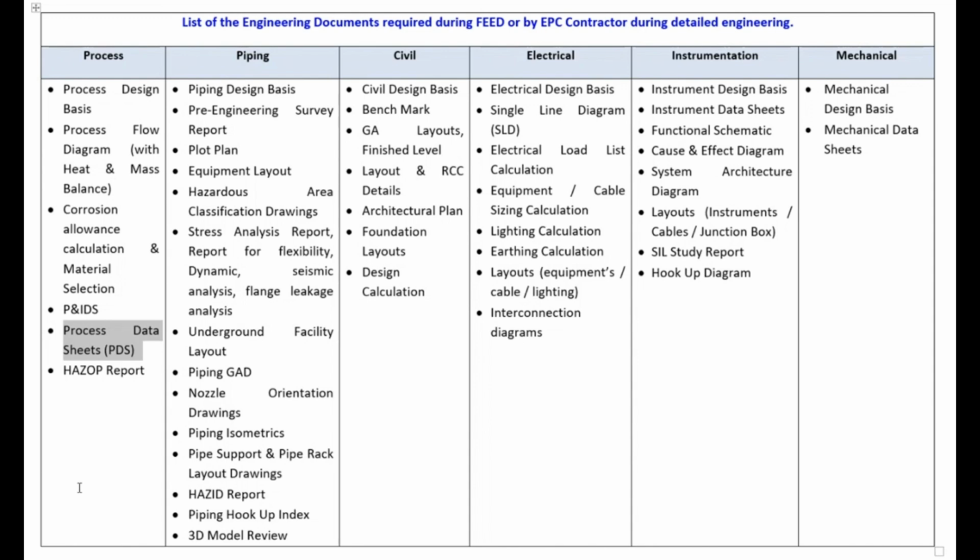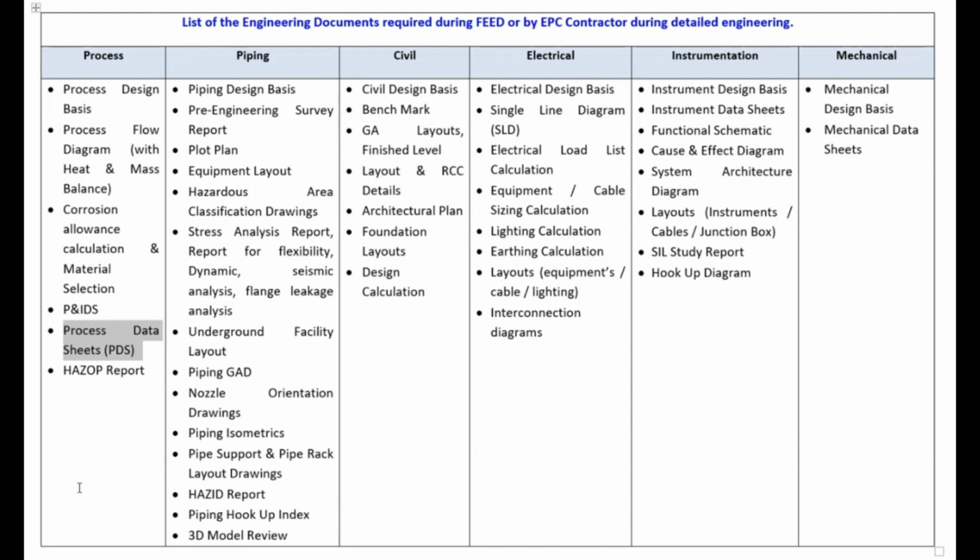In a nutshell, we can say for mechanical equipment, whether it is rotary, like a compressor, or static, like separators and tanks, correct? They are static equipment. Similarly, instruments, flow meters, controls, correct? All these things essentially require a process data sheet.